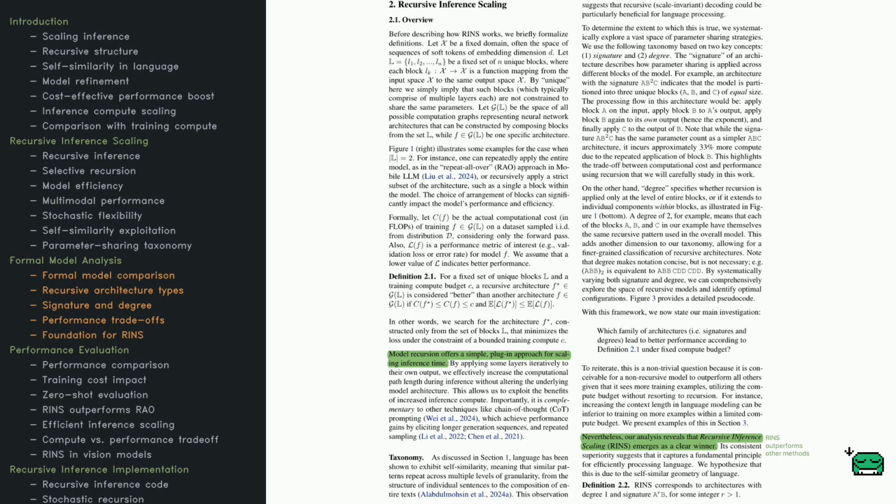Next is the degree, which tells you if the recursion is at the whole model level or within smaller subblocks. The higher the degree, the more finely you're applying recursion throughout the network. More recursion can improve accuracy, but it also uses more compute. Putting this all together, the authors want to know which recursive structures give you the best bang for your compute buck. They frame it as, can you keep training costs the same, tweak the inference strategy with recursion, and get better performance? If so, that's a win.